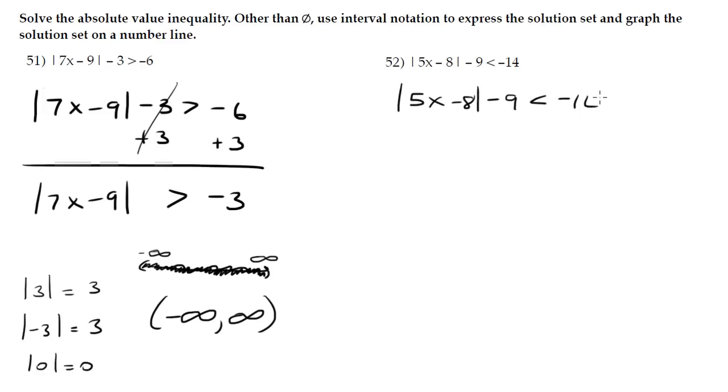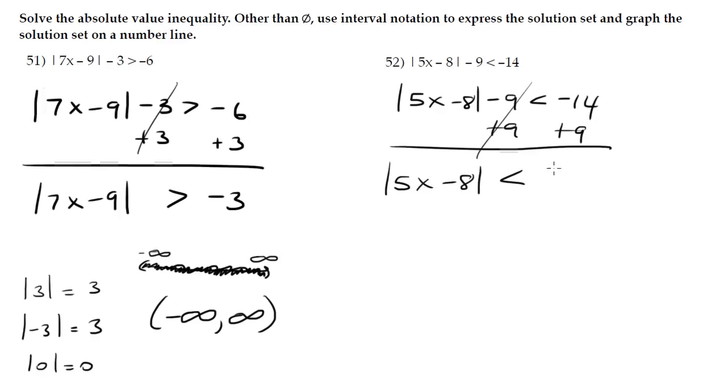Now if I look at the second one, let's isolate the absolute value by adding 9. So 5x minus 8 is less than negative 5. So we've got a negative number on the right side. Let's think a little bit. Again, the absolute value always outputs a positive or 0. So this is saying the absolute value, when I substitute something for x, multiply by 5, subtract 8, and take the absolute value, it's going to be less than negative 5.